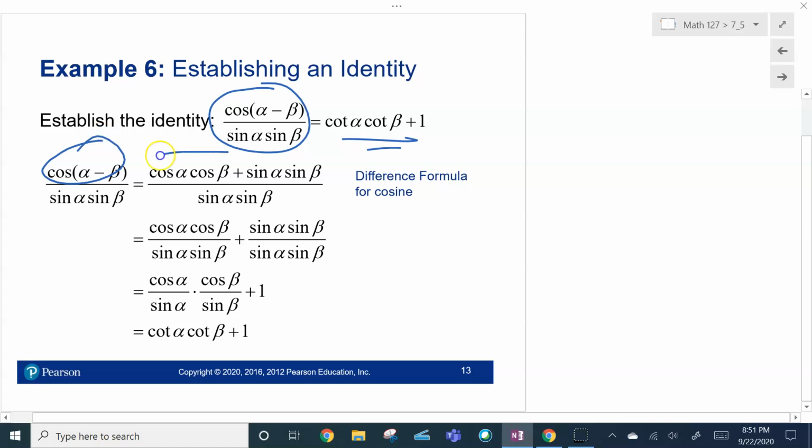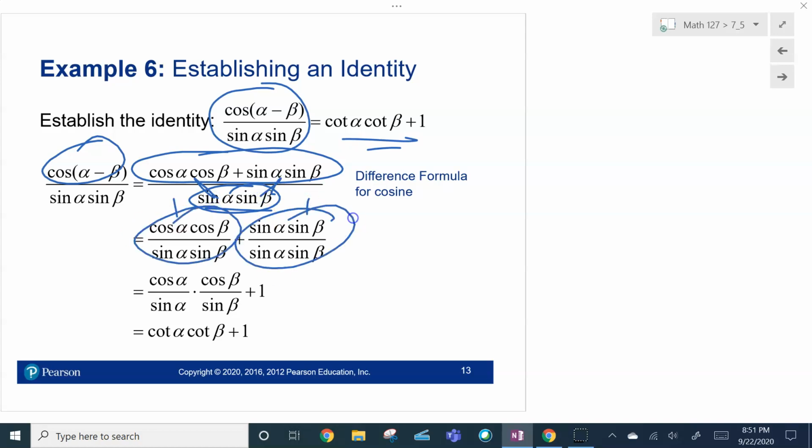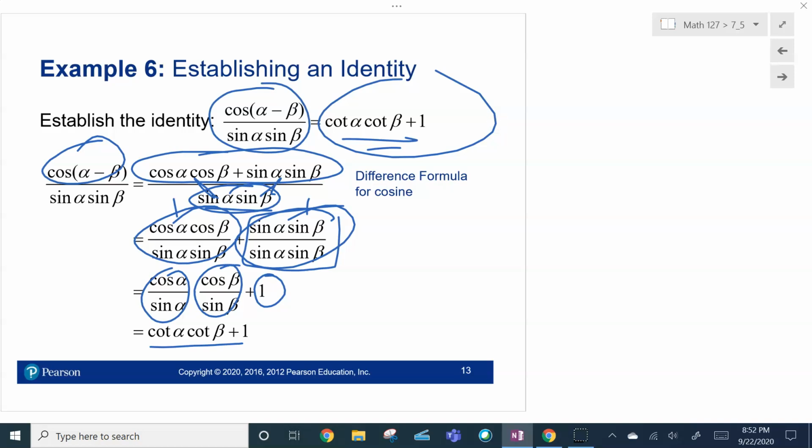So again, we expand that. There it is, and leave it over sine alpha sine beta. Now this is a common denominator of both of those two, so go ahead and split it up into this one plus that one. Now notice this right here is 1. That's where you get the 1. And over here you've got cosine over sine, so there's cotangent alpha, there's cotangent beta. And there you go, that's what we were trying to show.